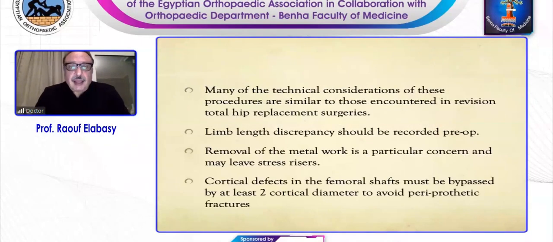Many of the technical considerations of these procedures are similar to those encountered in revision total hip replacement. Limb length discrepancy should be recorded preoperatively. Removal of the metalwork is a particular concern and may leave stress risers. A cortical defect in the femoral shaft must be bypassed by at least 2 cortical diameters to avoid periprosthetic fractures.